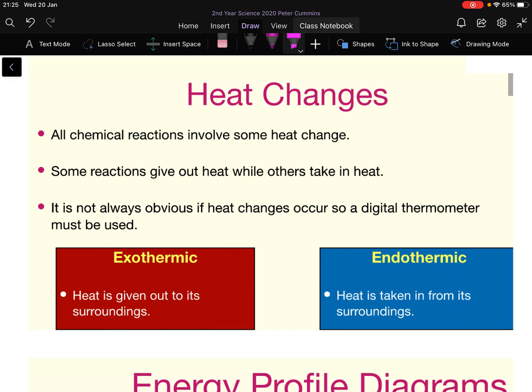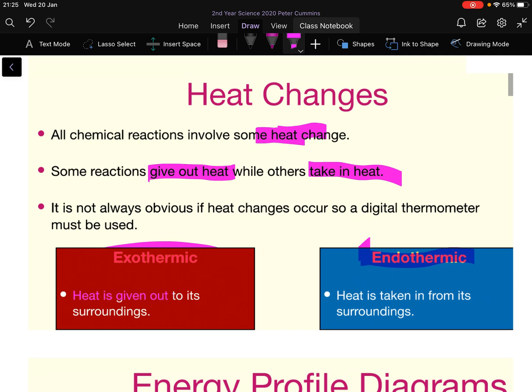So all chemical reactions involve some change in heat. And this is important. Some give out heat, while others take in heat. And again, we have experiments to do on this. We have two types, and I mentioned them at the very start. We have exothermic reactions. If you're going to remember anything for this lesson, exothermic, heat is given out. Endothermic, heat is taken in.